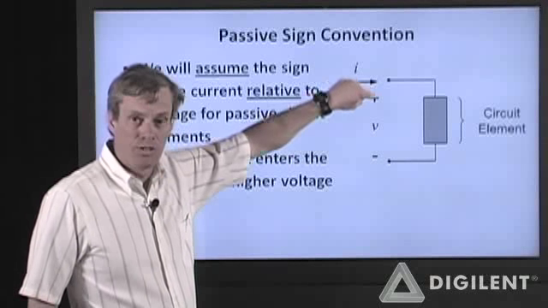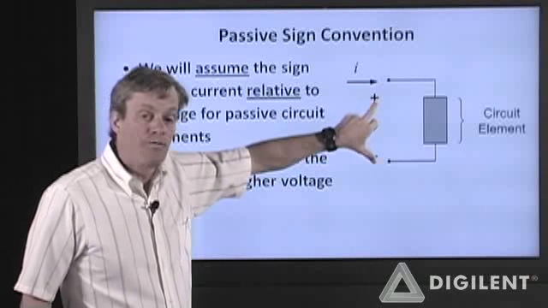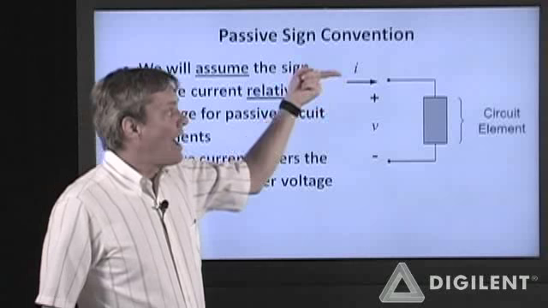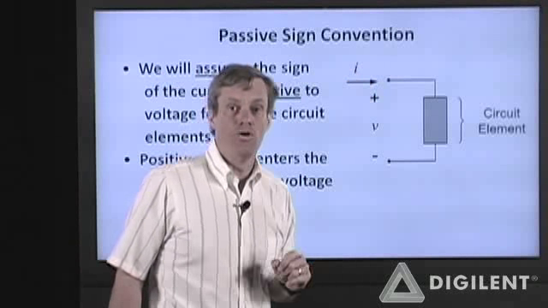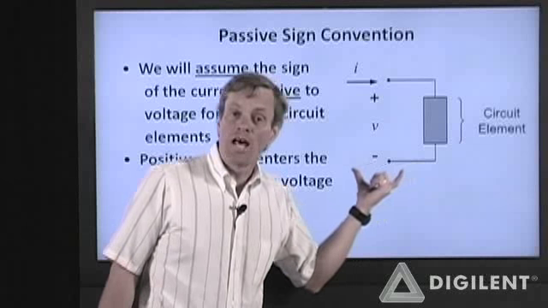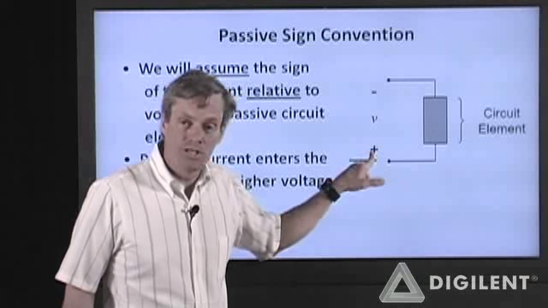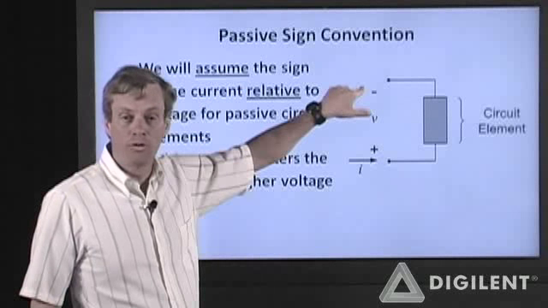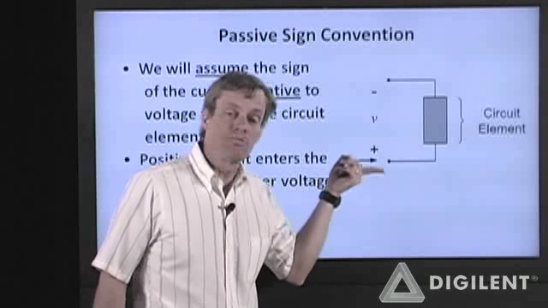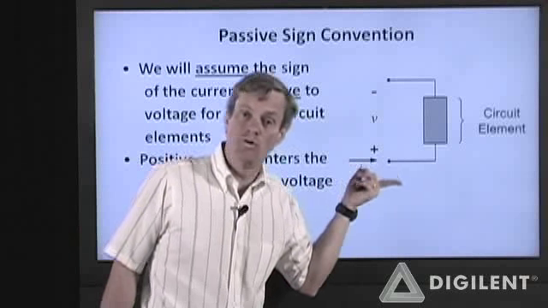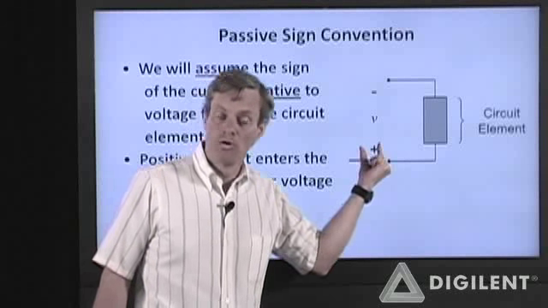It indicates that the voltage at this node is assumed to be higher than the voltage at this node. So if I assume this voltage polarity, I have to assume that current is entering the upper voltage node. Now, that's not the only assumption I could make. It would be perfectly legitimate to assume that the voltage at the lower node is higher than the voltage at the upper node. However, if I do that, I must assume that the current is entering the bottom node now. Current has to enter the node which is at the higher voltage.